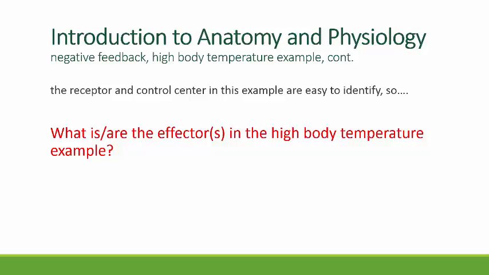Okay, so hopefully you thought about it for a minute. Let's see if you got it right. The effectors, when our body temperature is very warm, are the sweat glands and blood vessels. So sweat glands that are dumping out sweat, and the blood vessels, where those blood capillaries are dilating up near the surface of the body, bringing the heat from the core up to the surface where it can be radiated away or evaporated away.